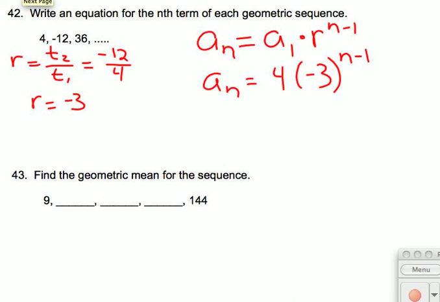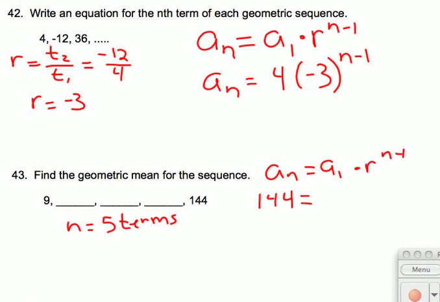And the last one asks us to find the geometric sequence. I know I have 5 terms, with 3 blanks between the first and last term. But I have to find out what the r is. So again, I'm going to substitute into my general equation of a sub n equals a sub 1 times r to the n minus 1. A sub n is 144. A sub 1 is 9. I don't know what r is, but I do know that n is 5, minus 1. I have 144 is equal to 9 times r to the 4th.